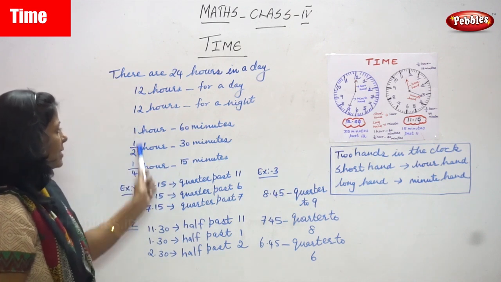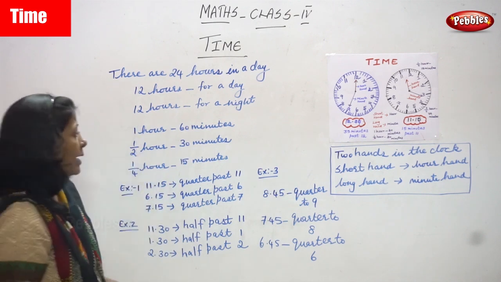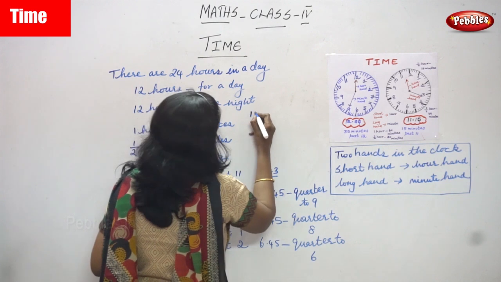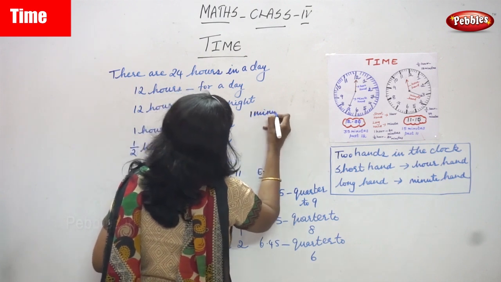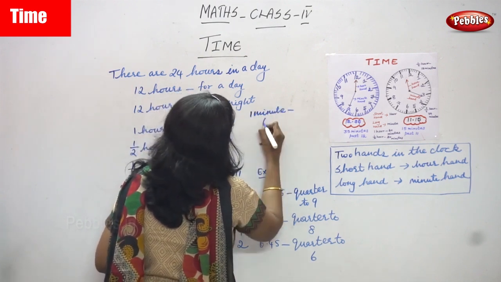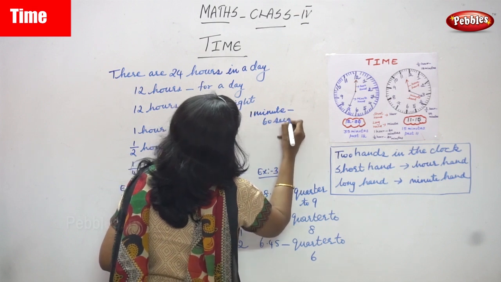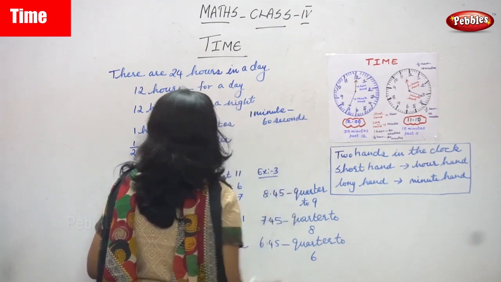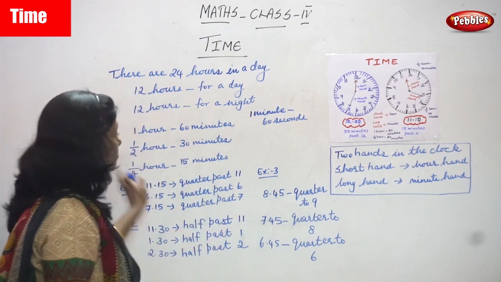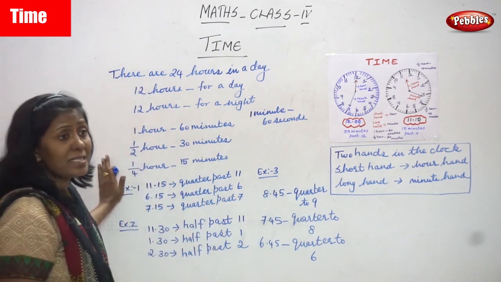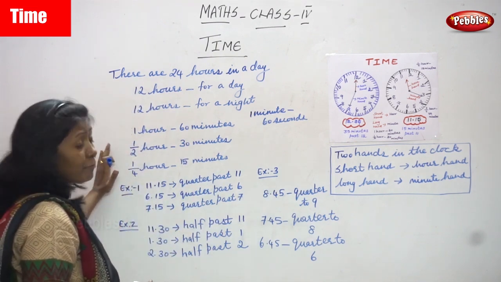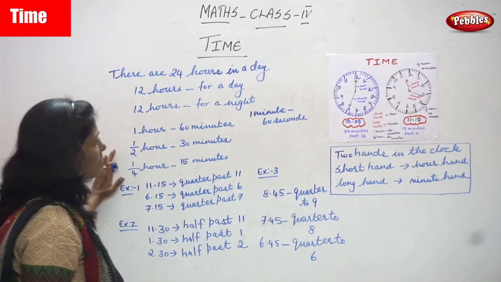So these are the minutes you have to find out. And 1 minute is equal to how many? 60 seconds. Okay, 1 minute is equal to 60 seconds. These are the important and basic things of time. You have to memorize them. Don't forget to memorize this.